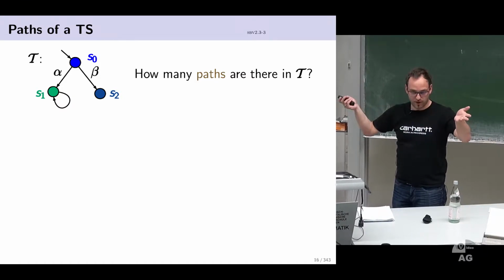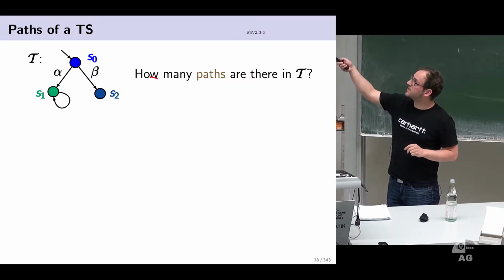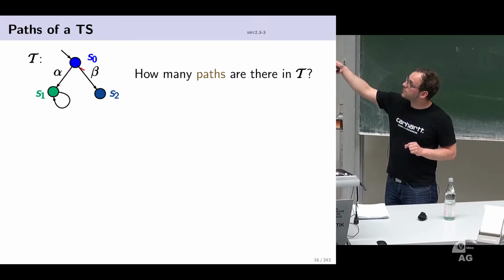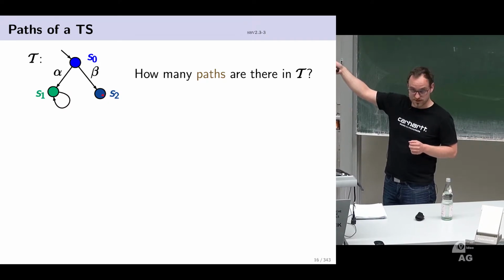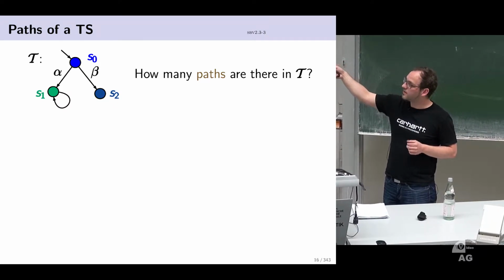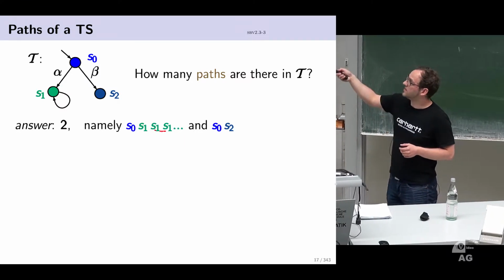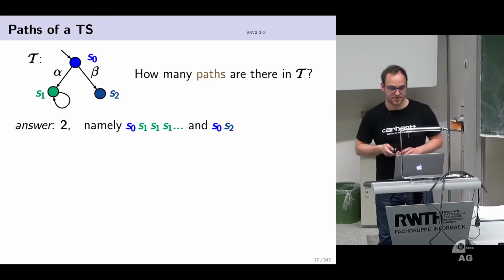Exactly, so you both are right. But you should note it's 2 because we said that a path is maximal, right? So the path from S0 to S1, you cannot just stop there. So you need to go on. So there are 2 paths, as you said: from S0 to S2, that's a finite path, if you will, and from S0 to S1, but then you need to go on, so you have S1 infinitely often. Okay? So it's 2 paths in this transition system. Good.